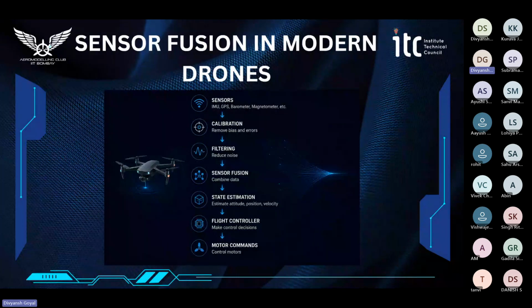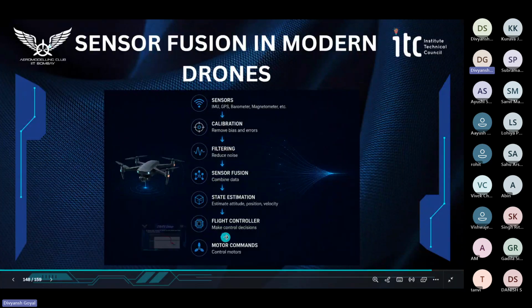So that's how sensor fusion works in a modern drone. We have our sensors. First we calibrate them, then filter to reduce noise. Then we apply some sort of sensor fusion algorithm that we have discussed to get a state estimation of our drone, and we send it to our flight controller, and ultimately it commands the motors to align the drone in that direction.